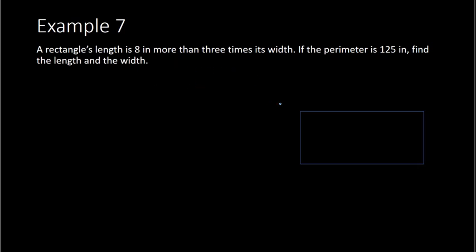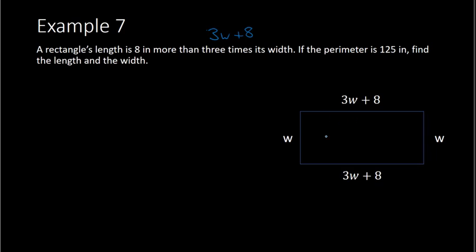So the width, we don't know, but whatever the width is, we know the length is 3 times that. So if we let the width be our variable, we'll use w for width, then the length is 8 inches more than 3 times that. So we do 3 times the width, and 8 inches more than that would be plus 8. So the length is going to be 3w plus 8.